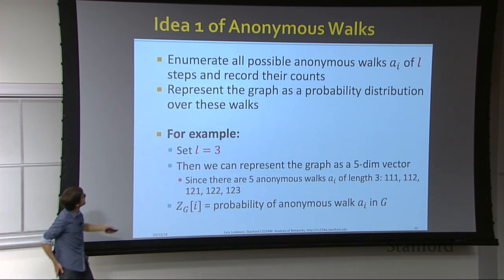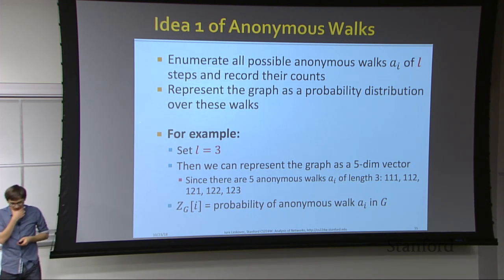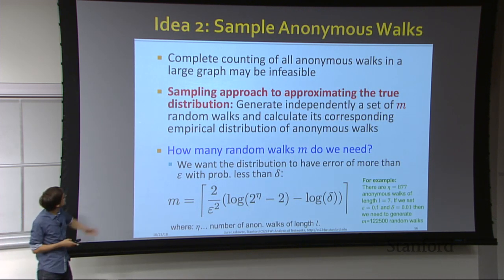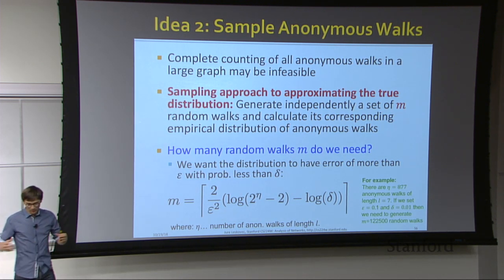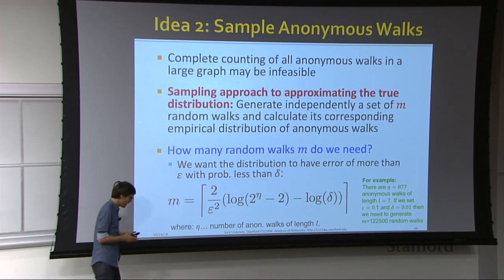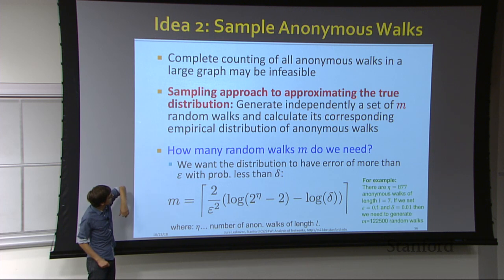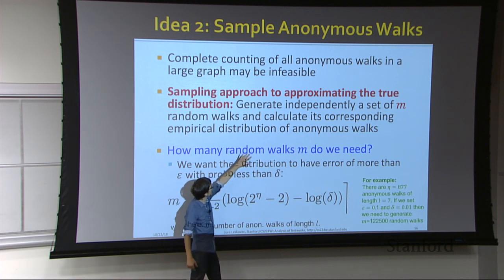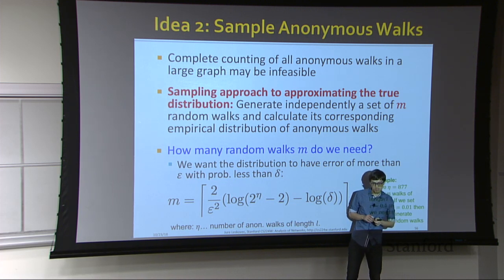The challenge here is that I'm saying enumerate all possible anonymous walks on the graph and count them, and that is very, very hard. So the second way to make this better, this is now approach 3 idea 2, is that rather than do the complete counting, you want to do sampling. The idea is the following: let's generate an independent set of m random walks, then anonymize them and calculate the empirical distribution of the anonymous walks. Okay, so is it clear?